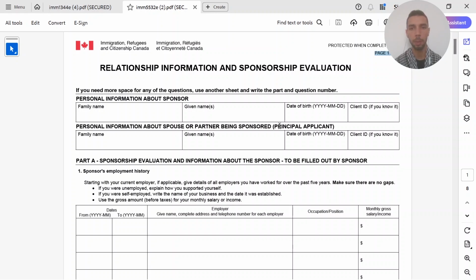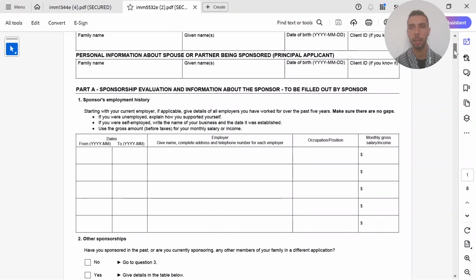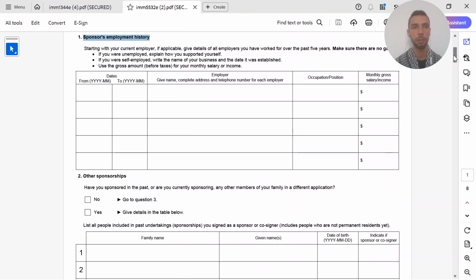So the principal applicant is the person, again, asking for a visa, and the sponsor is the Canadian citizen or the permanent resident sponsoring them to Canada. So you have to enter the name, the date of birth, and the client ID if you have one. And here, this is the part A for the sponsors to be filled out. And you have to enter the employment history. Make sure you read all these instructions to fill it properly.